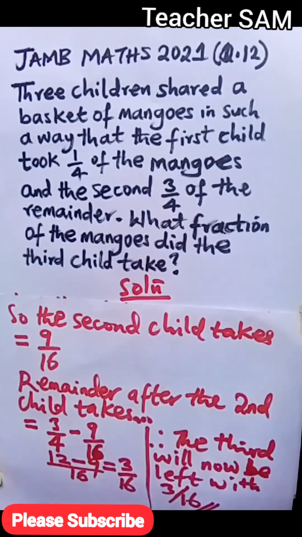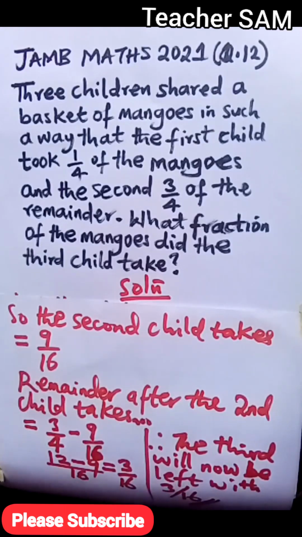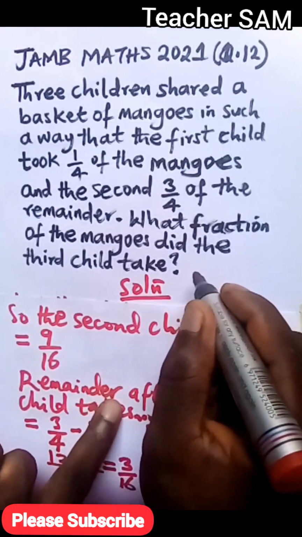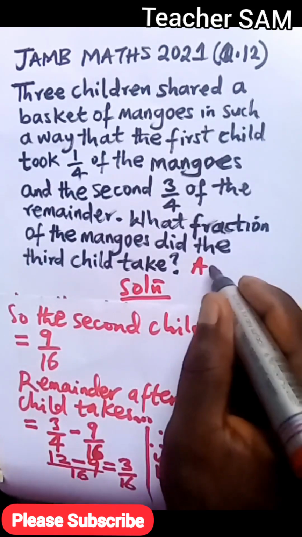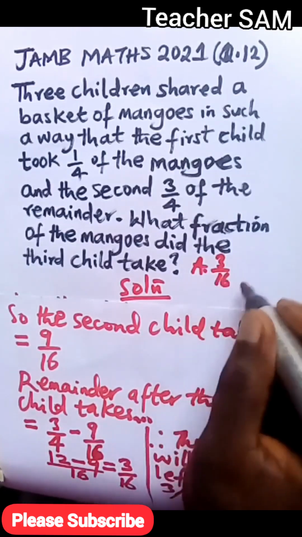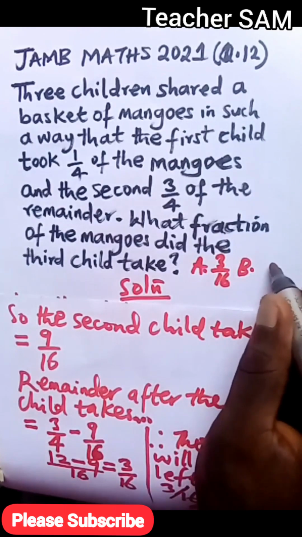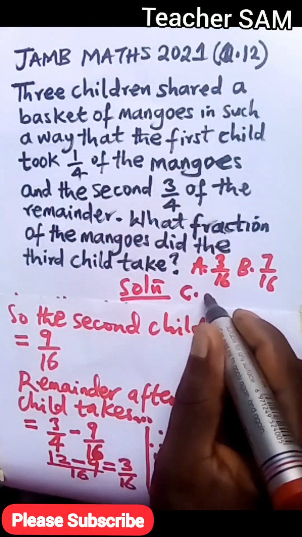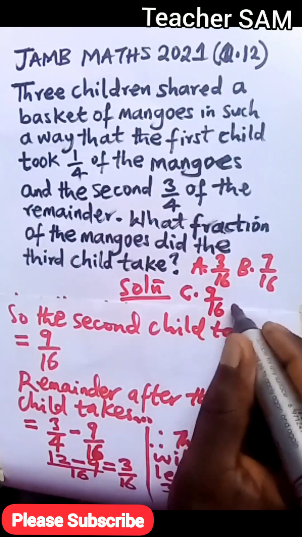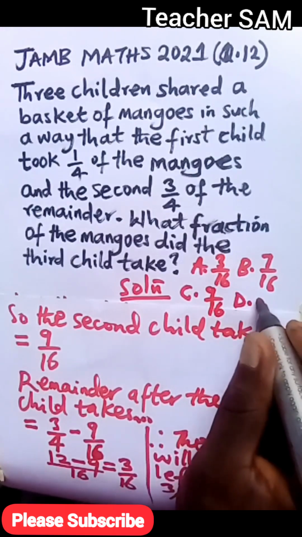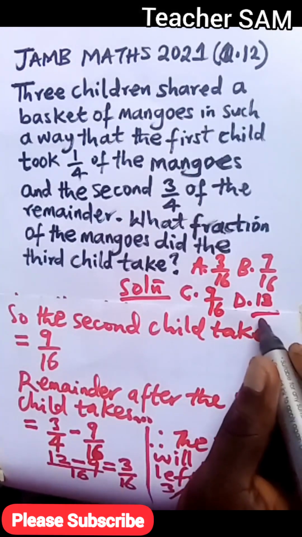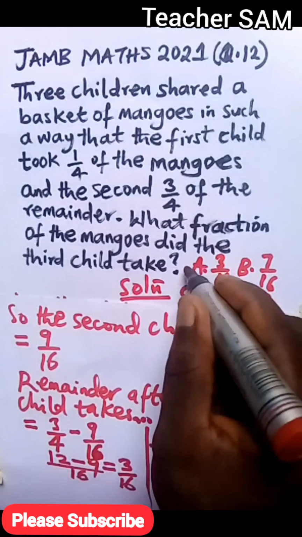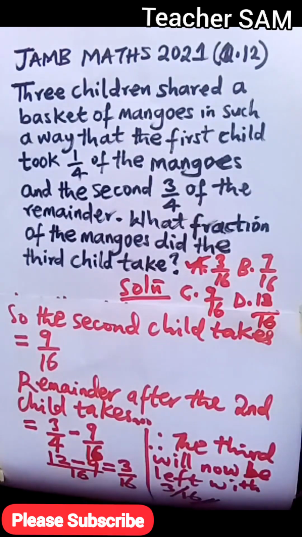And if you go through the options, I didn't fix options for this question, but the options to this question are: option A is 3 over 16, option B is 7 over 16, option C is 9 over 16, and option D is 13 over 16. So the correct answer is option A, which is 3 over 16.